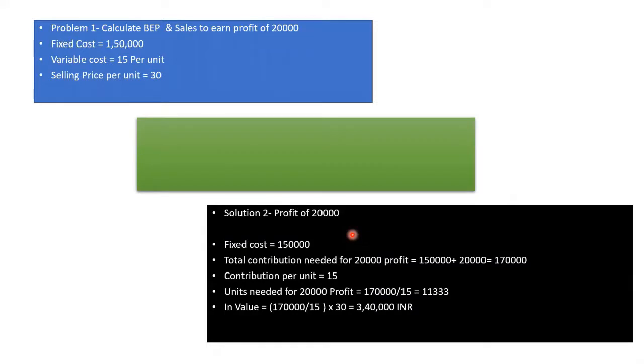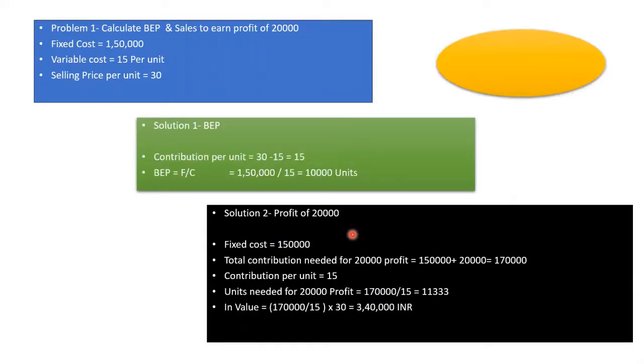Take a look at how we solve this problem in summary. This is just a summary so that you understand it completely. We were asked to compute the break-even point and the sales to earn a profit of 20,000. Fixed cost was 1,50,000. Variable cost was 15 per unit. Sales price per unit was 30. This was given in the next question.